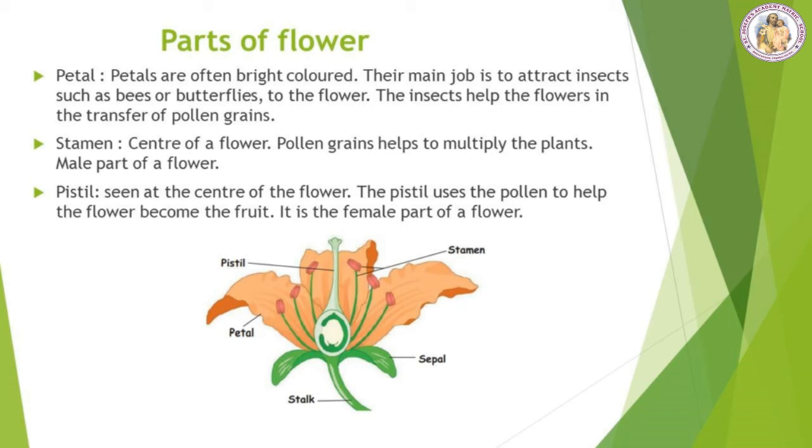Stamen. Stamen can be seen at the center of a flower. They contain pollen grains that help the plants to multiply. It is the male part of a flower. Pistil. Pistil is also seen at the center of the flower. The pistil uses the pollen to help the flower become the fruit. It is the female part of a flower.